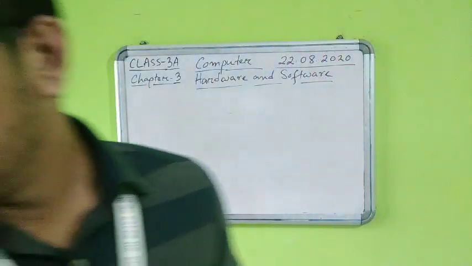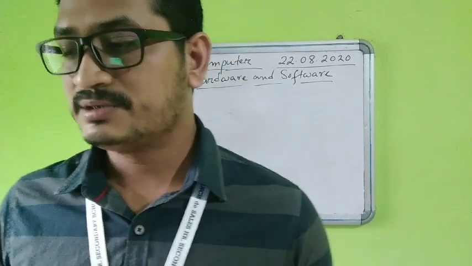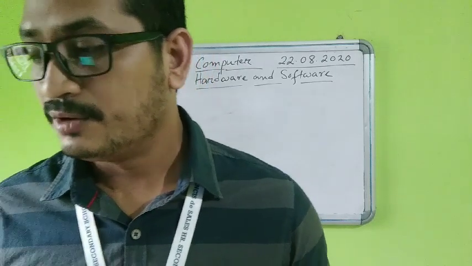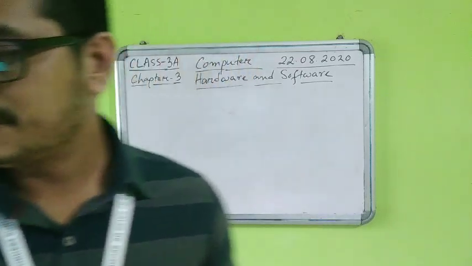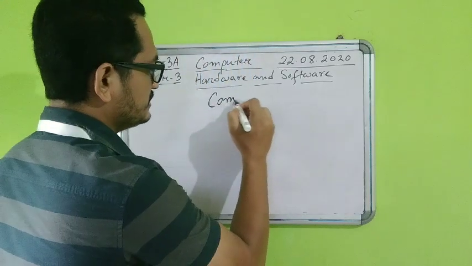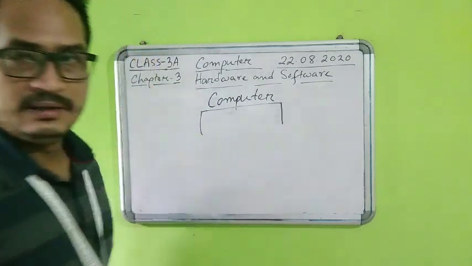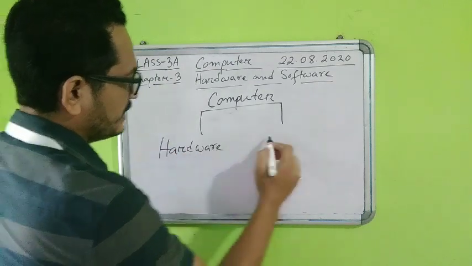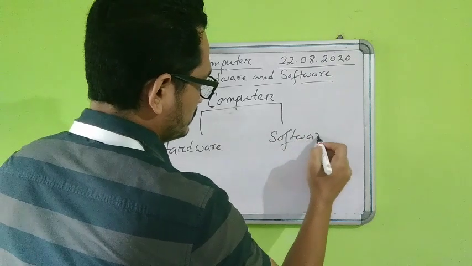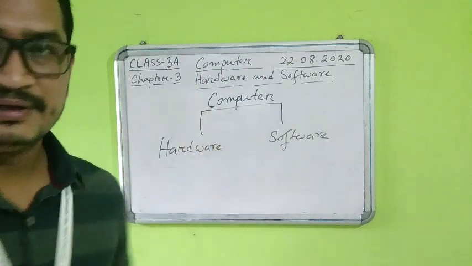Hardware is the physical parts of a computer. Software is the programs that run on a computer. Without hardware, the software would not be able to run. They need each other. You can see the picture here. This is computer, and from here it has two branches. One is the hardware, and one is the software. So these are the two branches that the computer system is basically made of.